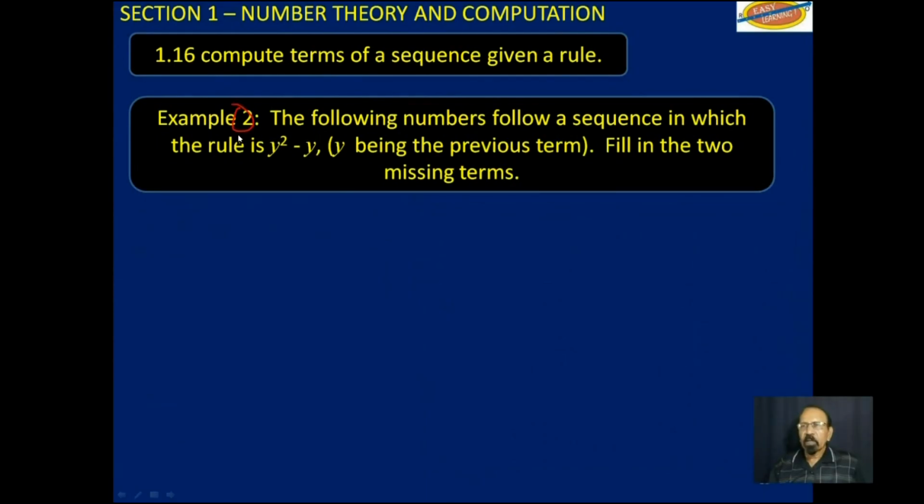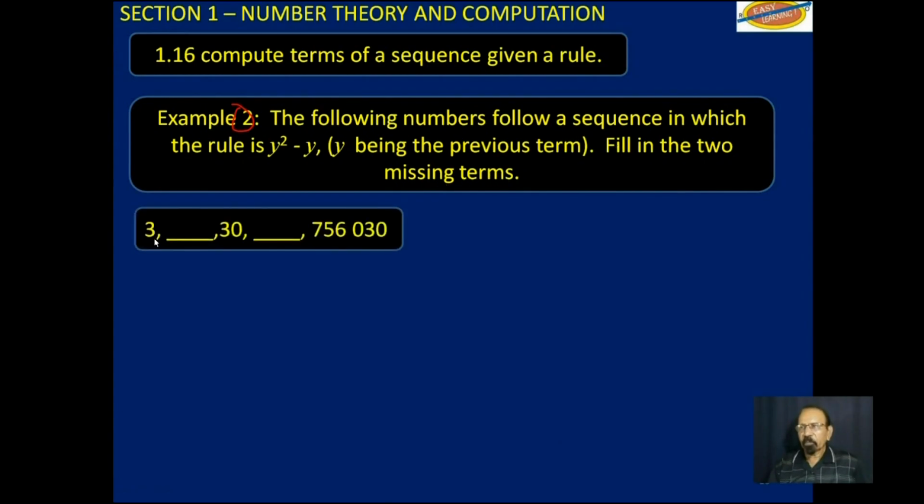Example 2. The following numbers follow a sequence in which the rule is y squared minus y, y being the previous term. Fill in the two missing terms. So we have 3, then 30, then this number here. So if it's 3, we are going to square 3 and subtract 3 from the answer. So 3 times 3 is 9, minus 3, and we get 6. If we square 30, we will get 900 minus 30, and we get 870, and so on.